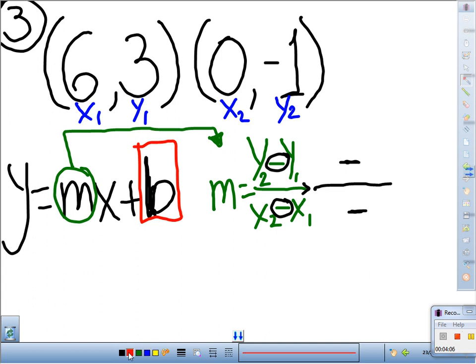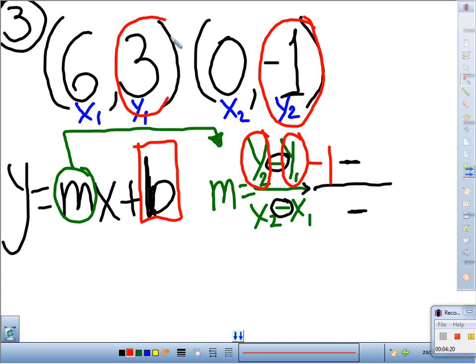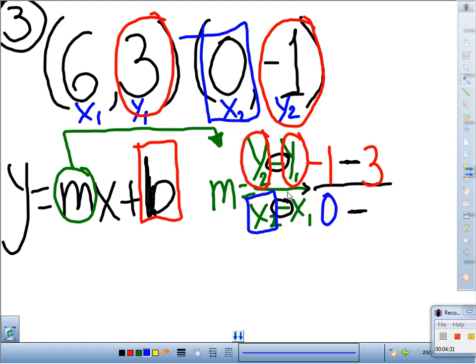So here we go. I'm going to start in the numerator with red. What is y sub 2? Y sub 2 is -1. There it is. What is y sub 1? Y sub 1 is 3. That goes right there. I'm going to go to the denominator. What is x sub 2? X sub 2 is 0. And what is x sub 1? X sub 1 is 6.